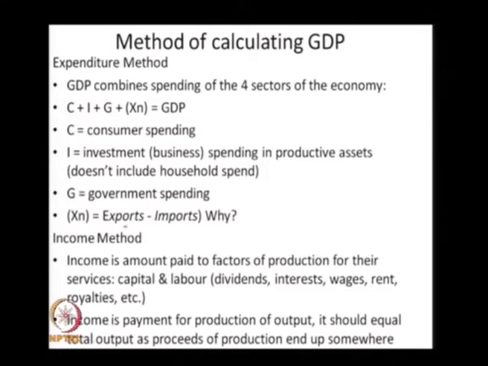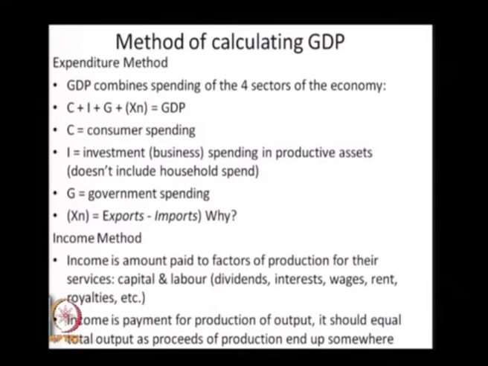and the net of exports and imports. Now, these form the important groups: the net of exports and imports, plus the consumer spending, plus the investment in productive assets by businesses, plus the government expenditure. This constitutes the GDP calculated based on the expenditure method.